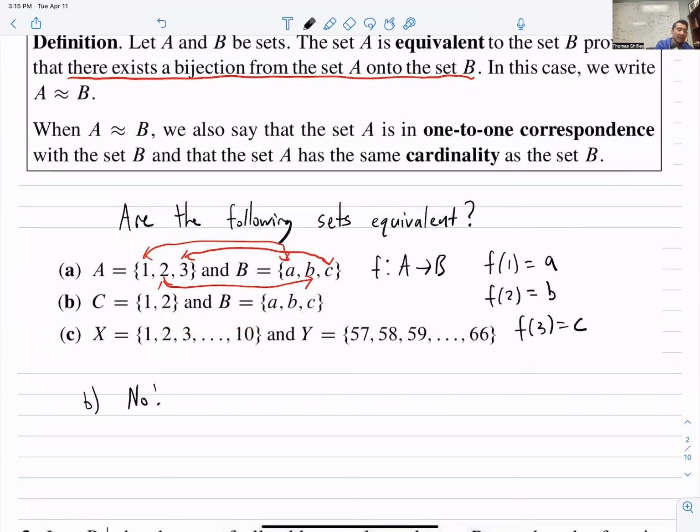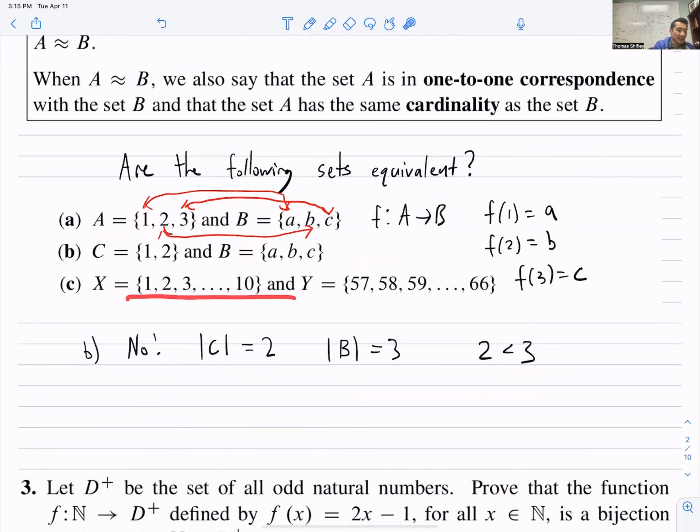And so no, and it's because the order of C is 2 and the order of B is 3, and 2 is strictly less than 3, right? And so I'll remind us of what that means, but that's the cardinality, right? The size of the set. How about these sets? Are these sets equivalent, in the sense that they have the same size? So there's 1, 2, 3, there's 10 elements here. How many elements are in here?